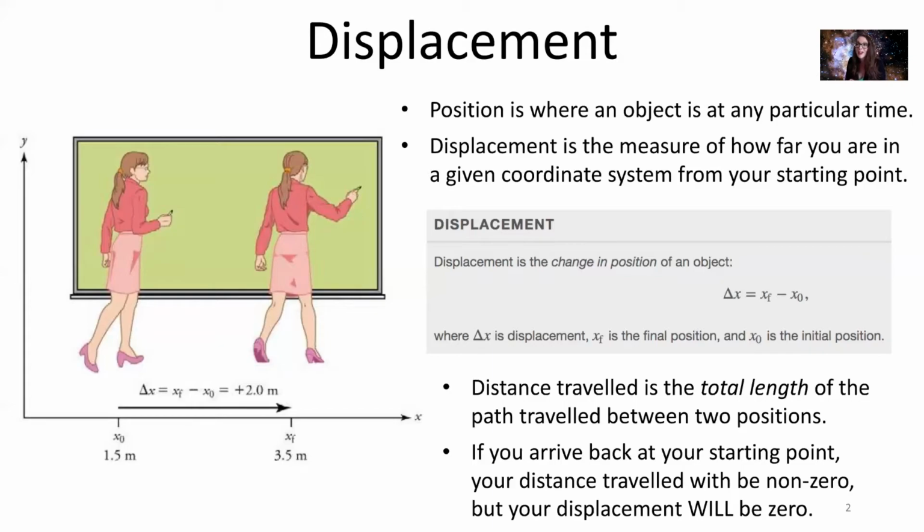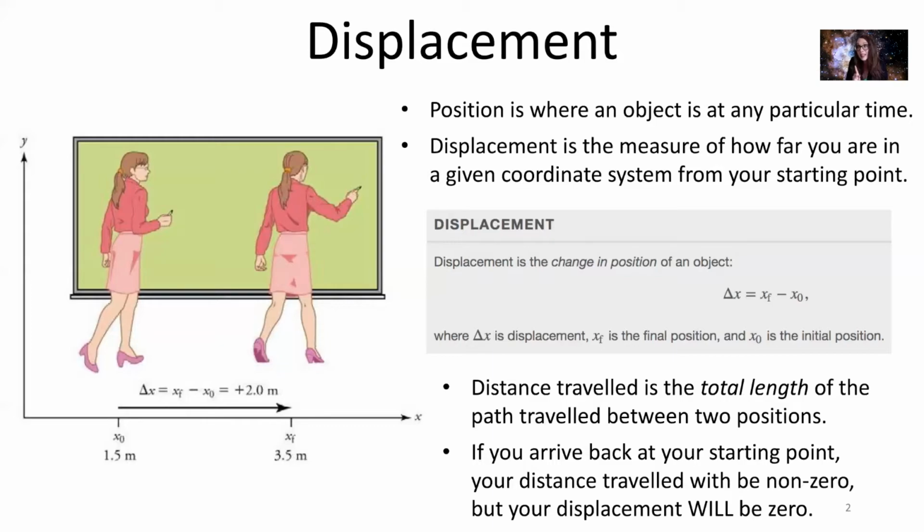Imagine that you're on a circular running track. You start at the starting point, you go all the way around the track, and then you end at the same point where you started. Your total distance traveled would be the total length of your path, essentially the circumference of that circular path you were just walking around.